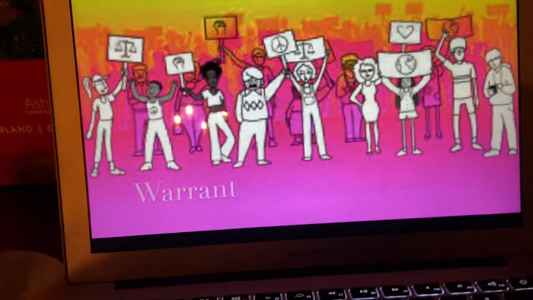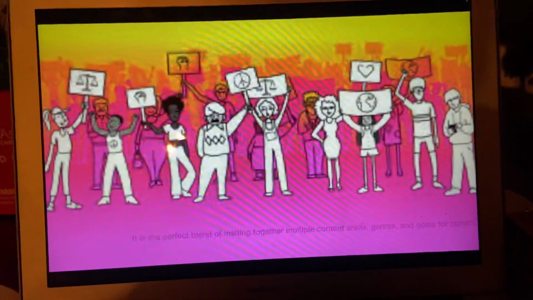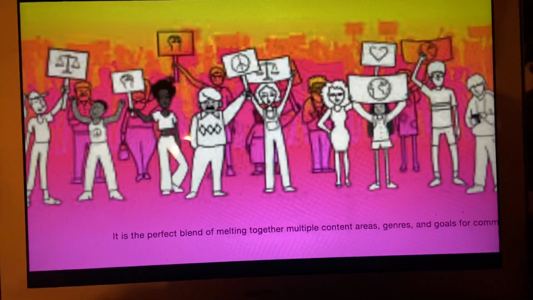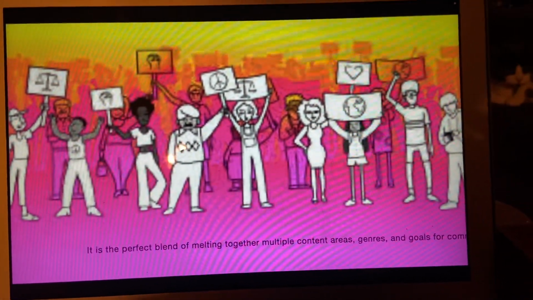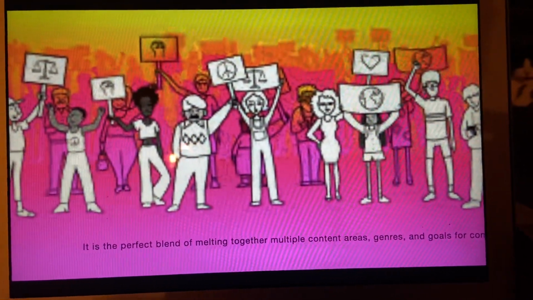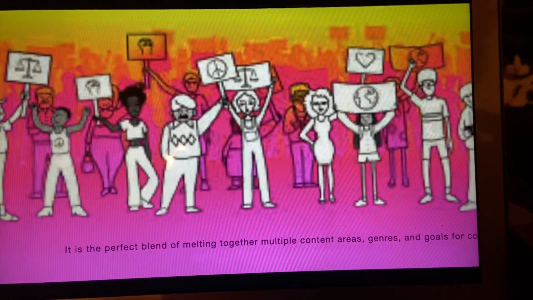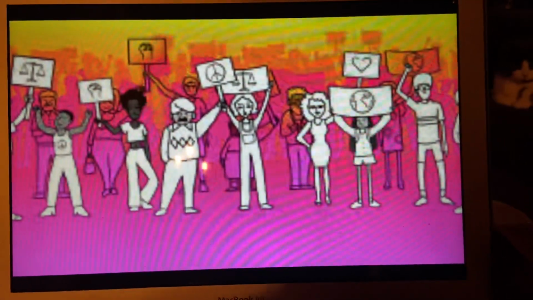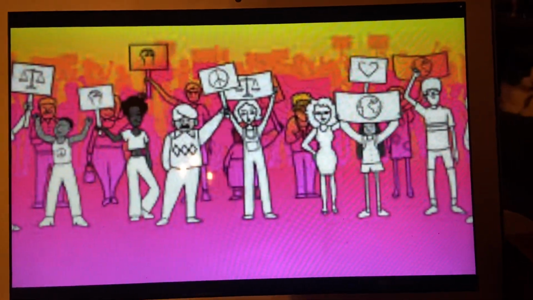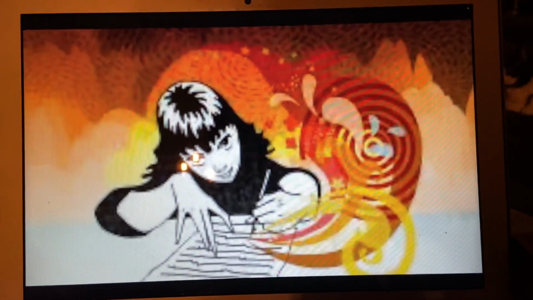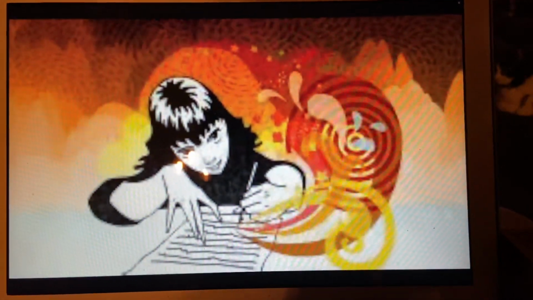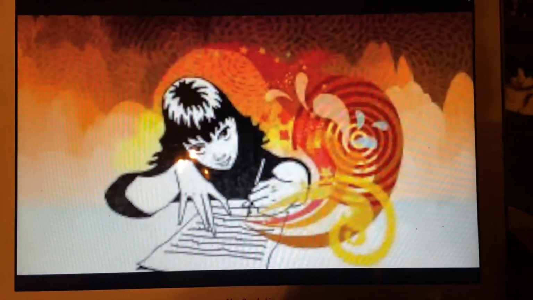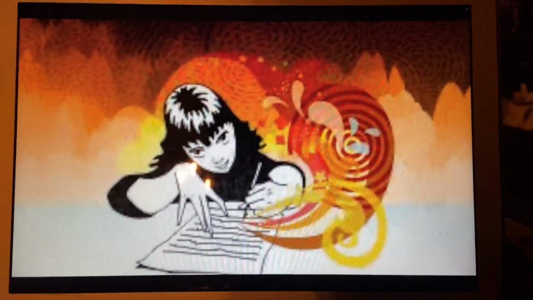Writing across content provides students with the skills to collaborate, communicate, problem solve, make decisions, understand and explore bias, summarize, persuade, and set goals. It is the perfect blend of melting together multiple content areas, genres, and goals for communication to prepare students for a more demanding world outside of school. We must write in various areas of our everyday lives, and only learning to write an essay leaves people woefully lacking in the necessary communication skills.